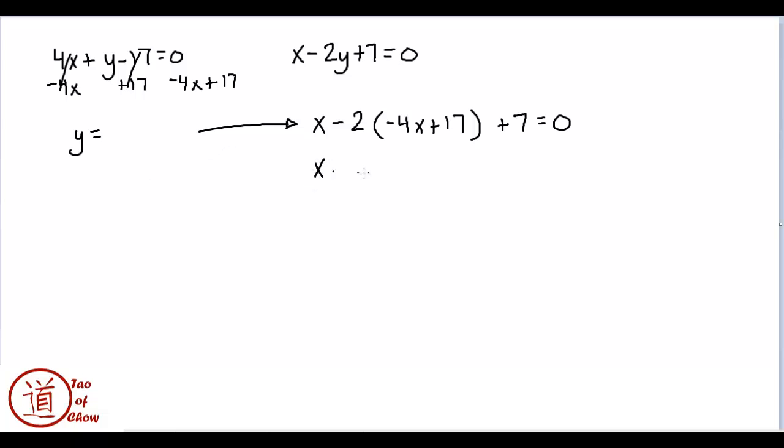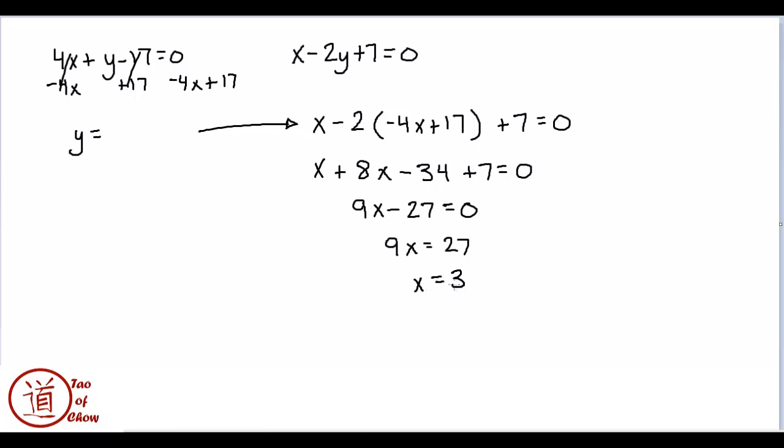So I get x plus 8x minus 34 plus 7 is equal to 0. Now x plus 8x is 9x, and negative 34 plus 7 is negative 27, and that would be equal to 0. So I have 9x is equal to 27, and x would be 27 over 9, so that would be 3.